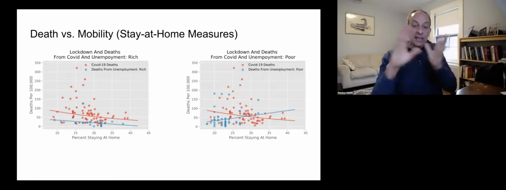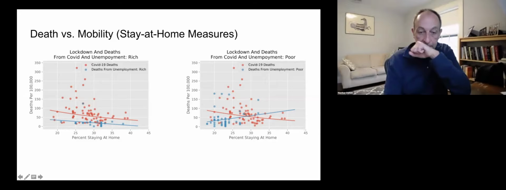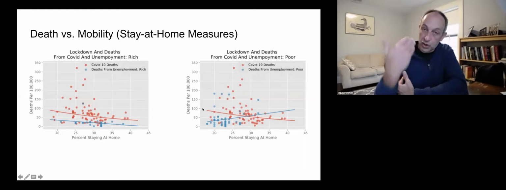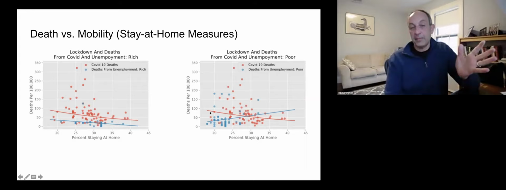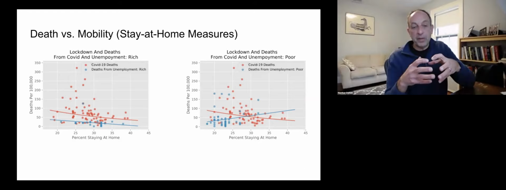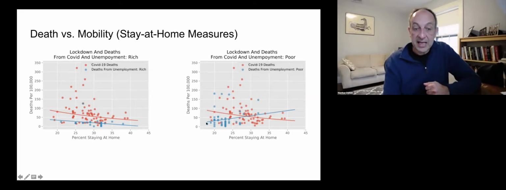Let's contrast that to the situation when we're looking at the poor on the right-hand side, and that's an interesting one. So the red curve, again, is COVID-19 deaths. Blue curve is the projected deaths based on unemployment. So the red curve does the same. COVID-19 deaths reduce by having a higher number of stay home, because the contagion is less, less people getting sick, less people dying. However, what is interesting is the blue curve that is completely going in the opposite direction.